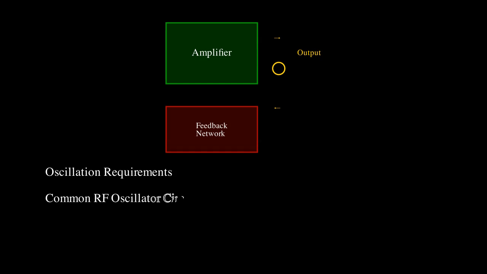The Colpitts oscillator uses a capacitive voltage divider in the feedback network and is popular for its good frequency stability and ease of tuning. The Hartley oscillator uses an inductive voltage divider and is simpler to construct, but generally has poorer frequency stability.